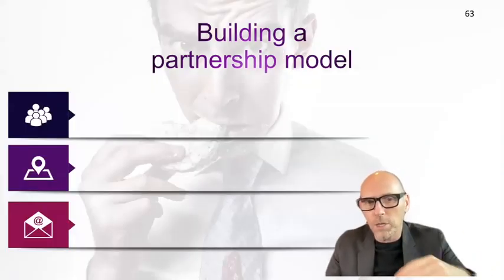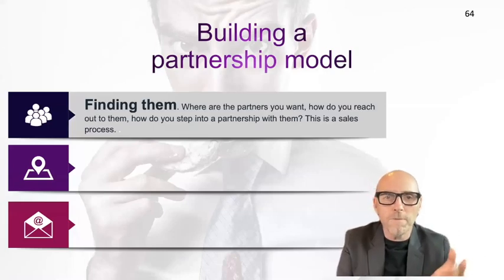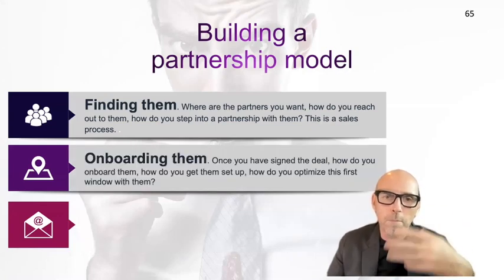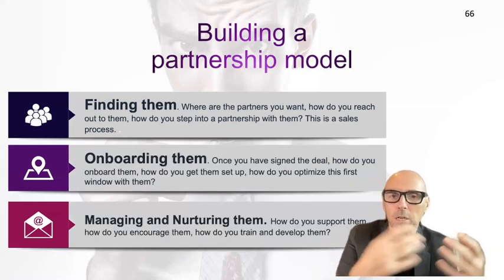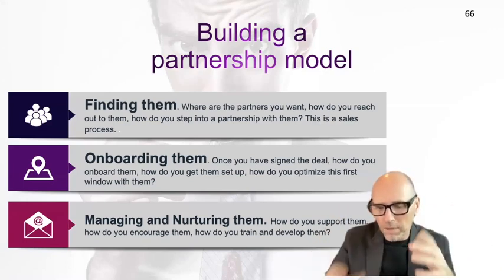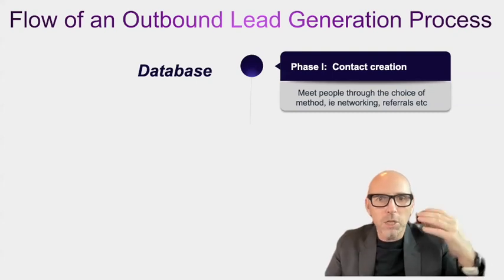So as you build a partnership model, number 1, where do you find partners? How do you find them? How do you bring them in consistently? Onboarding them when you get them in, and then finally managing, nurturing, and engaging with your partners as you navigate down that road. So I'm giving you some really solid outbound lead gen models here, right?